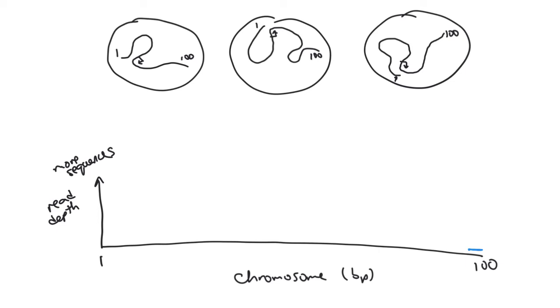And where it would be high is in regions where, for example, in ChIP-seq, the enhancer is in euchromatin and so is the gene. So let's say the blue line is ChIP-seq. We would see lots of sequences come from the regions near the start of the chromosome. That would be the enhancer.